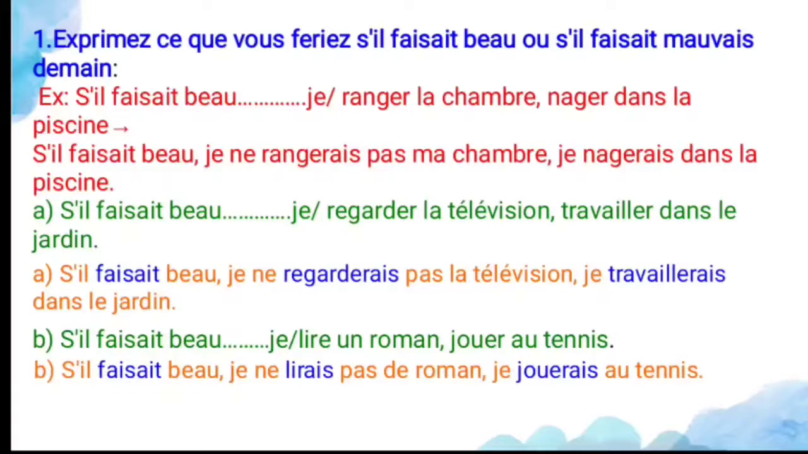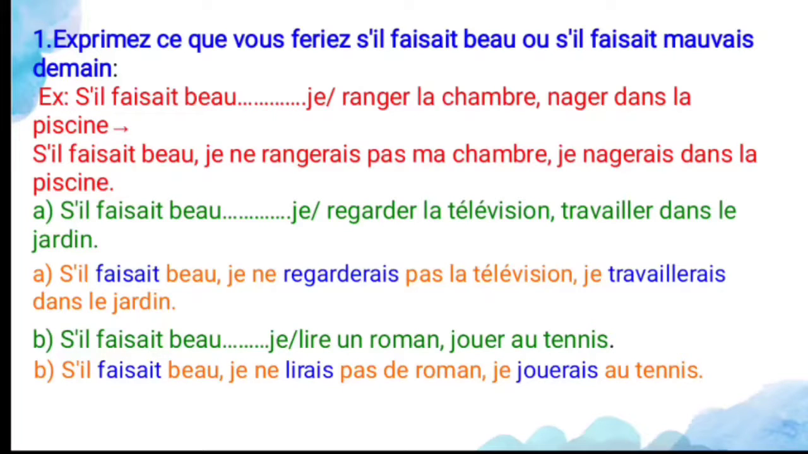And next, the first one is s'il faisait beau, if the weather was nice, and one is je regarde la télévision, that is, I watch the television, and the second one is travailler dans le jardin, work in the garden. See the answer. S'il faisait beau, je ne regarderais pas la télévision, it means I would not watch the television, and the second one is je travaillerais dans le jardin, it means I would work in the garden. So these two verbs are regular verbs. You have to add the conditional present endings for the je, that is -ais.